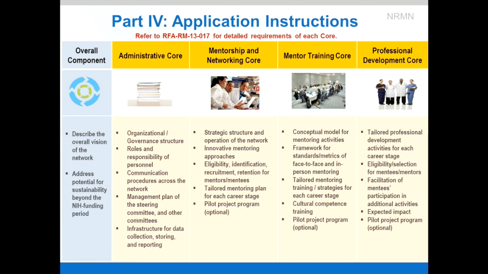In the mentorship and networking core, descriptions are needed for items such as the strategic structure and operation of the network, innovative mentoring approaches, and a tailored mentoring plan for each career stage, as an example. Mentor training core, the following items should be included: the conceptual model for mentoring activities, the framework for standards and metrics of face-to-face and in-person mentoring, and a consideration about cultural competence training, as an example. And then finally, the professional development core should include items such as tailored professional development activities for each career stage, eligibility and selection for mentees and mentors, facilitation of mentees' participation in additional activities, as well as the expected impact.